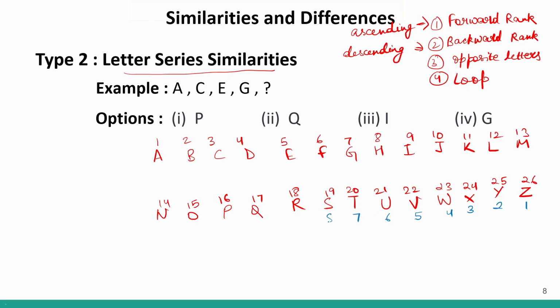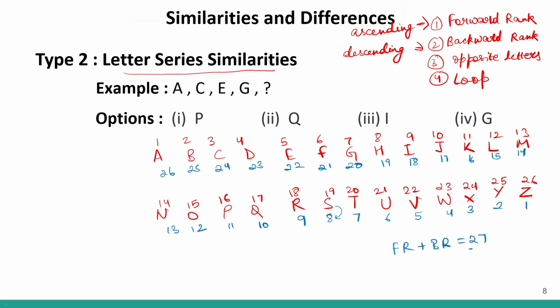6, 7, 8, 9, 10, 11, 12, 13. Similarly, 14, 15, 16, 17, 18, 19, 20, 21, 22, 23, 24, 25, and 26. So if I give them numbers in a descending order, it is called a backward rank. So the backward rank of B is 25. Similarly, the backward rank of S is 8. Clear? Now there is a concept that forward rank plus backward rank is always equal to 27.